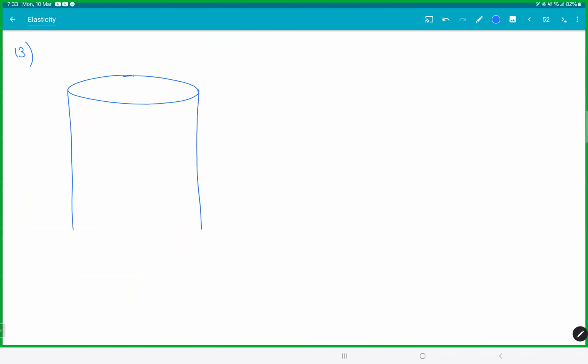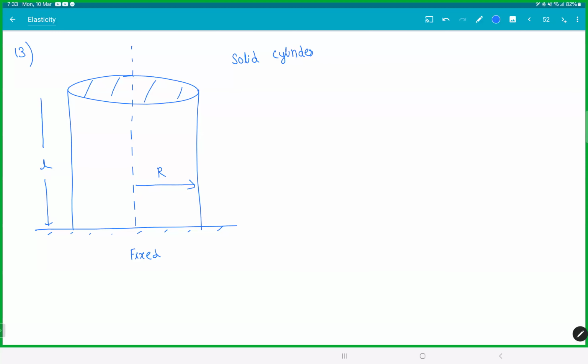So we got a solid cylinder. This is fixed on the ground. This is radius r. This is length L. Okay. Now what you did, you started twisting it. When you try to open your bottle cap, what you do? You twist the bottle cap, isn't it? Now you're trying to twist the cylinder.